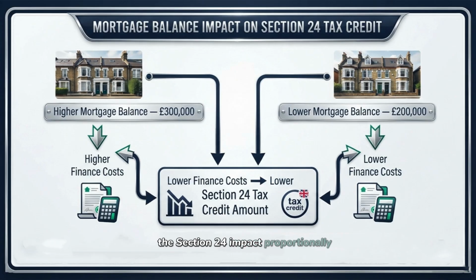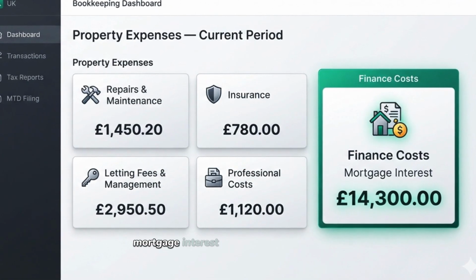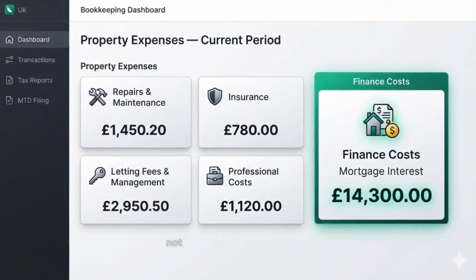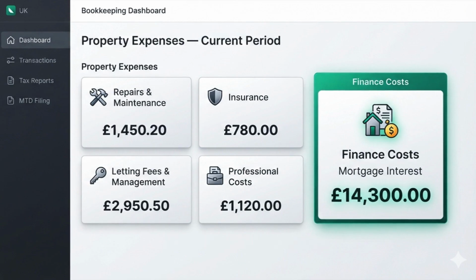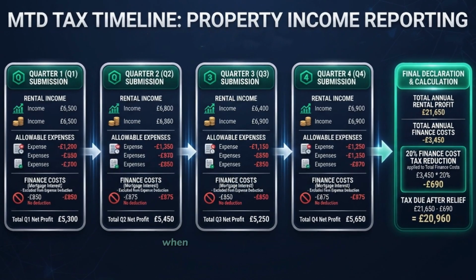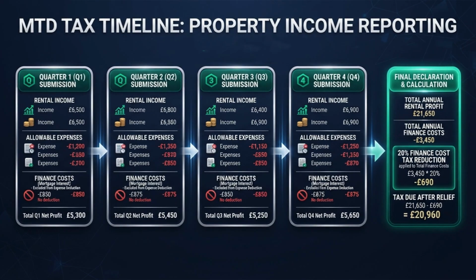Under MTD for income tax, mortgage interest must be recorded separately in your digital records as a finance cost, not grouped with other expenses. When you submit your quarterly update, finance costs appear in their own category. The basic rate tax reduction is taken into account when your end-of-year tax position is finalized, not during the quarterly updates.